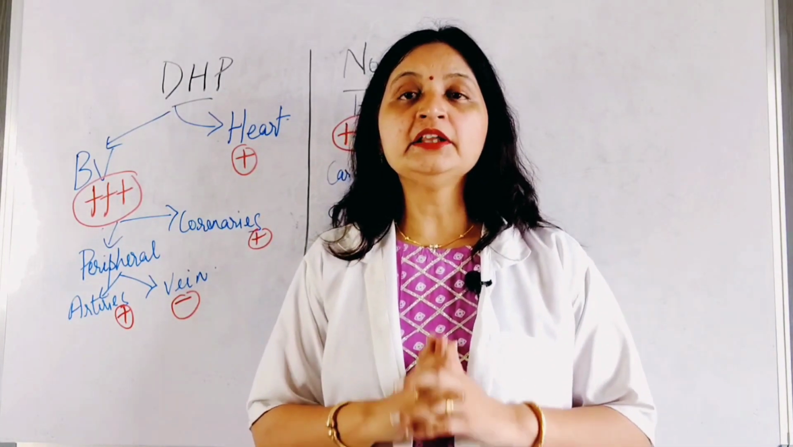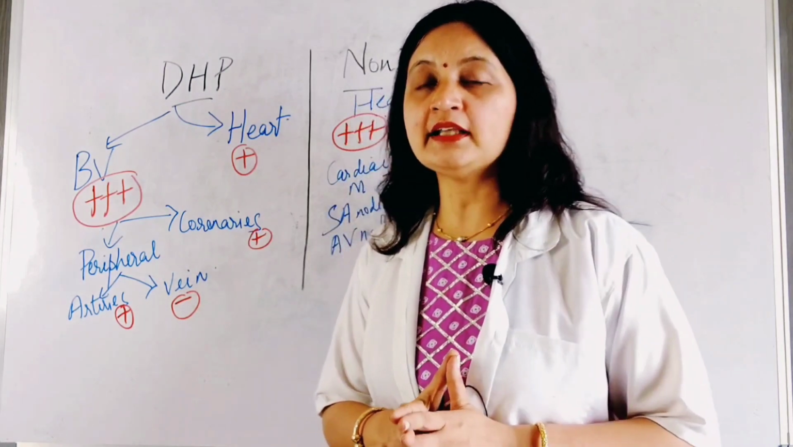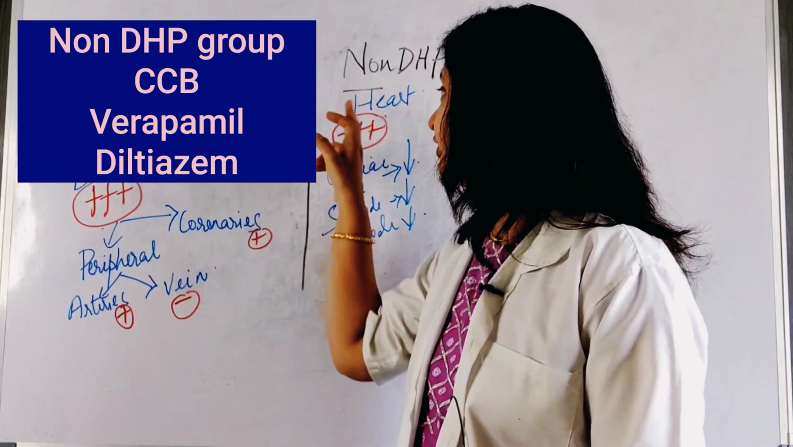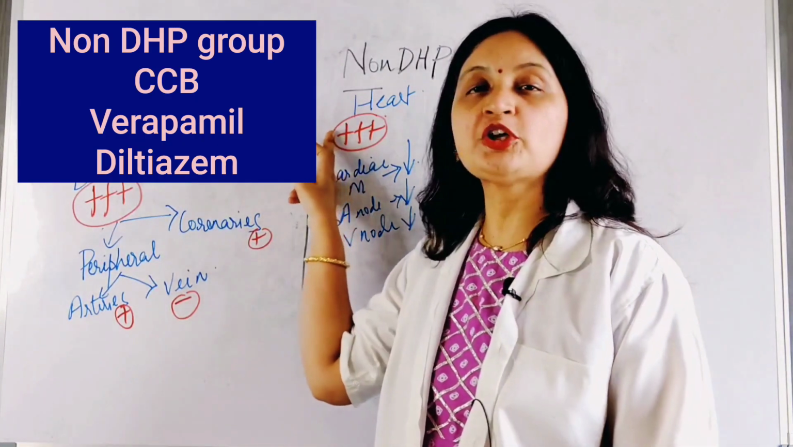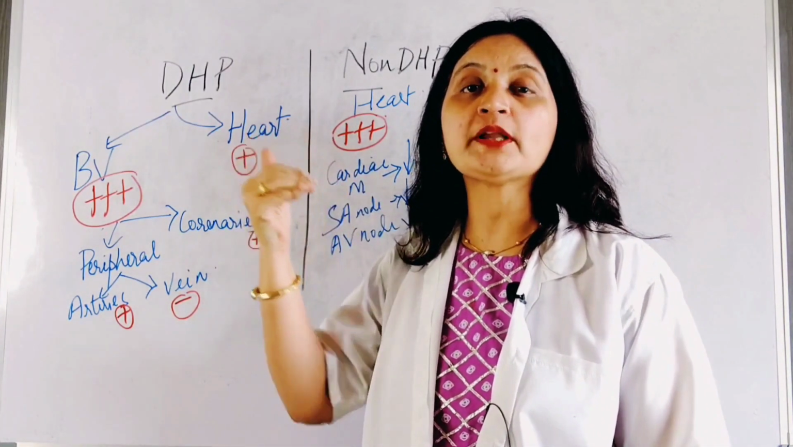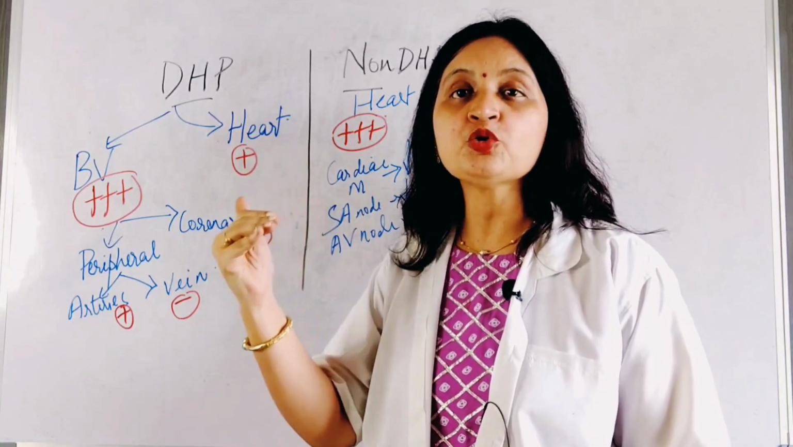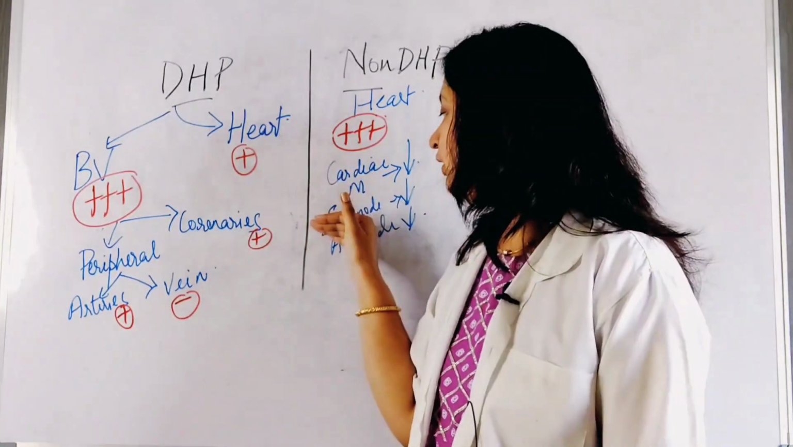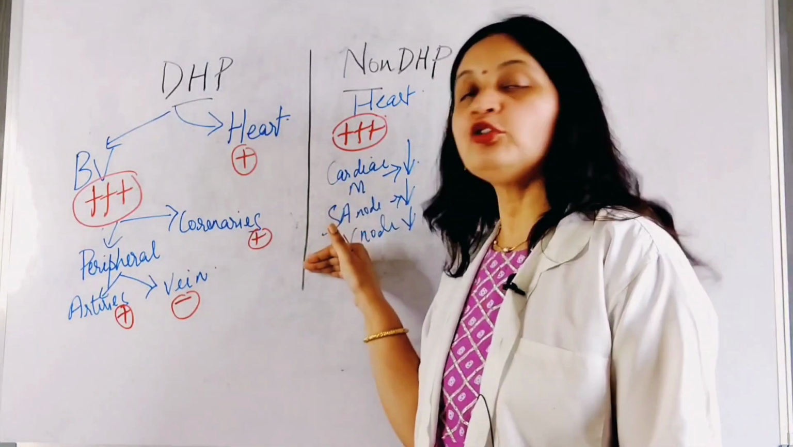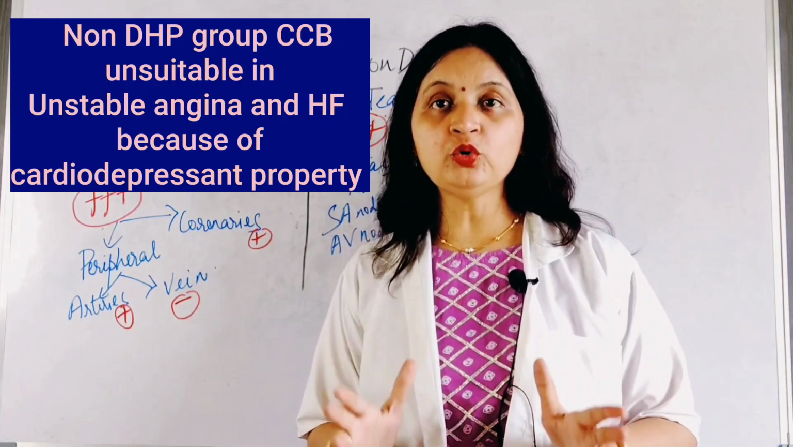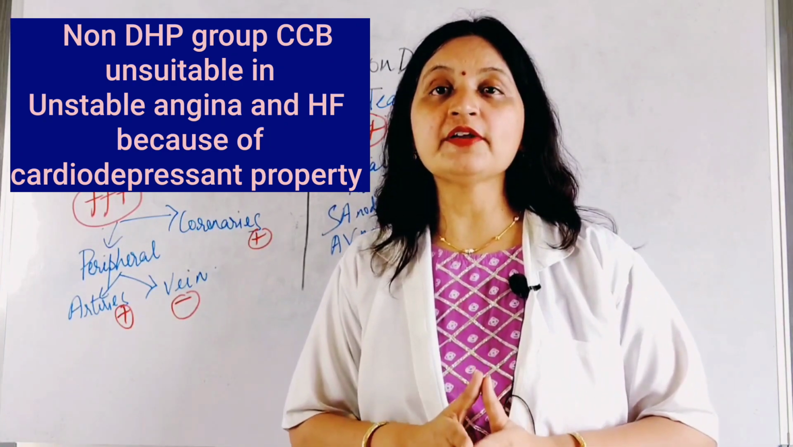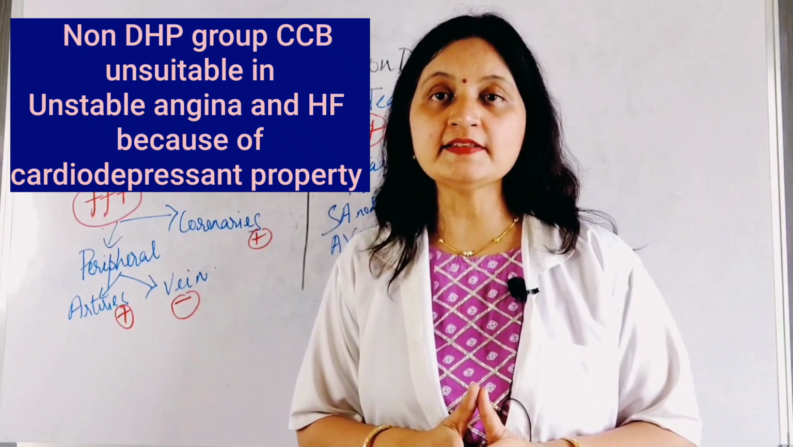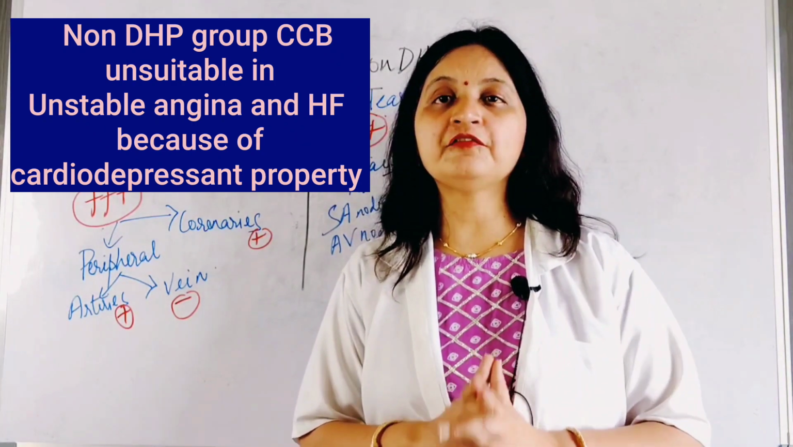The non-dihydropyridine group, on the other hand, which includes verapamil and diltiazem, has predominant and pronounced action on the heart. They have cardiodepressant property to reduce the cardiac contractility, reduce the firing rate at the SA node, and reduce the conduction through the AV node. Through these effects, they can increase the risk of bradycardia and conduction defects, and are unsuitable in unstable angina and heart failure.